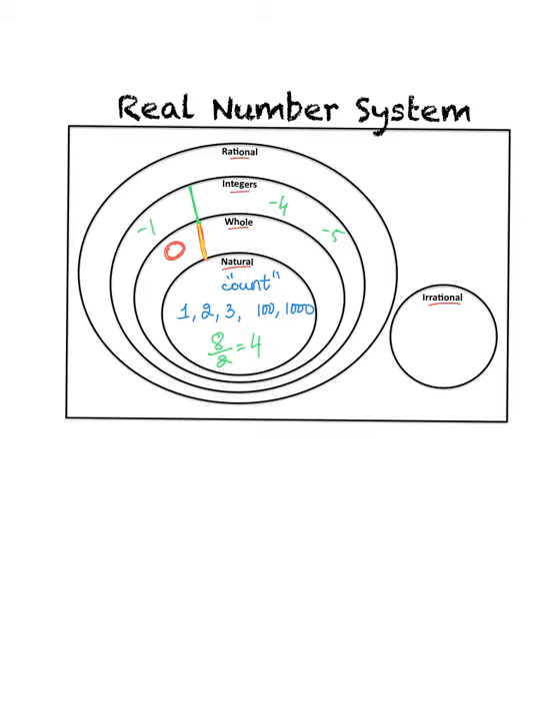And we have rational numbers, which are natural numbers or whole numbers or integers, and we're going to see fractions. A fraction can be positive or negative. So for example, I have 2/3, but I can also have a negative 2/3. They are rational.